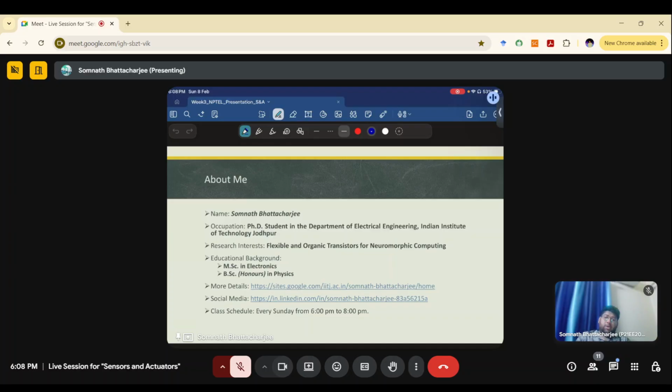I am currently pursuing my PhD in the Department of Electrical Engineering, IIT Jodhpur, working towards development of flexible and organic transistors, specifically for neuromorphic computing applications. Previously, I completed my bachelor's in physics and master's in electronics.